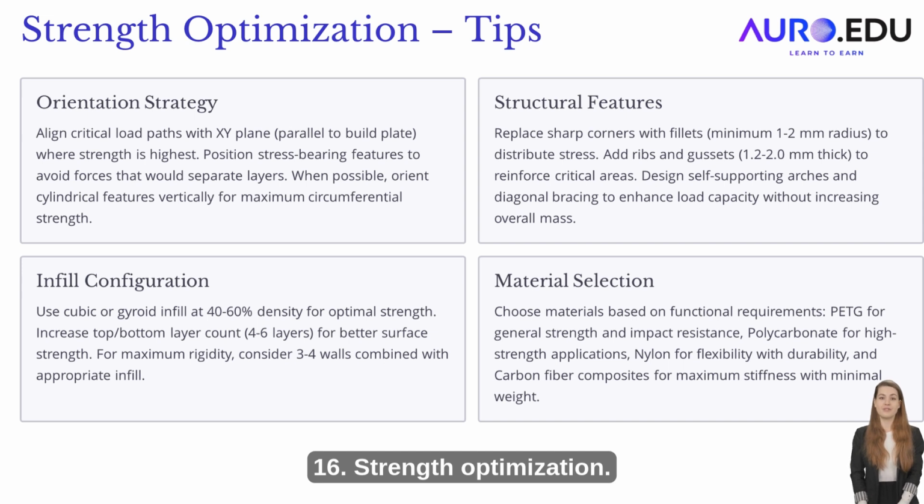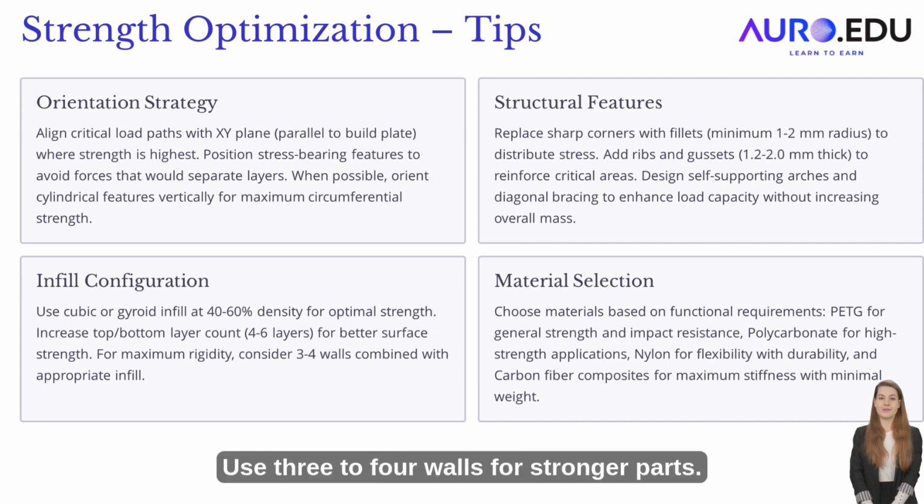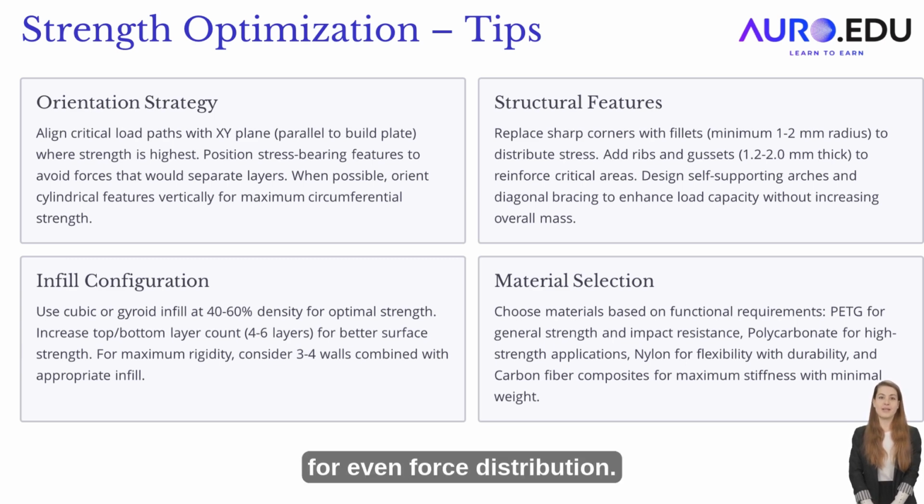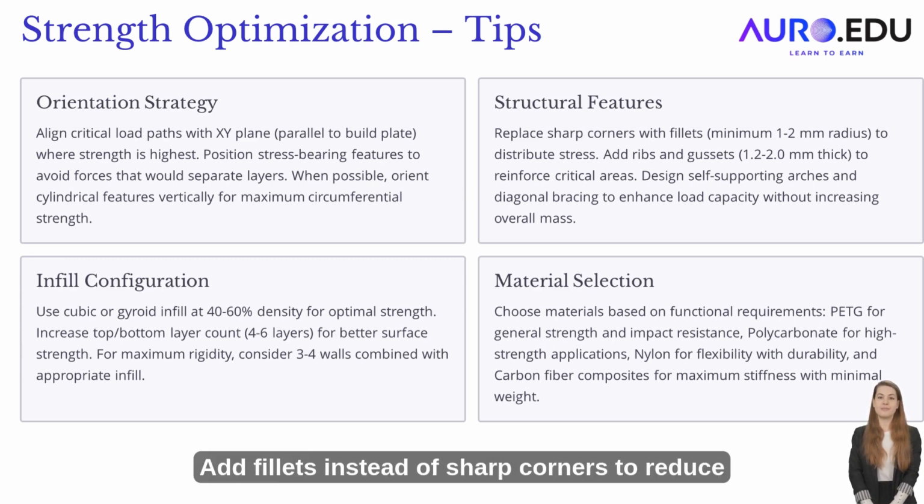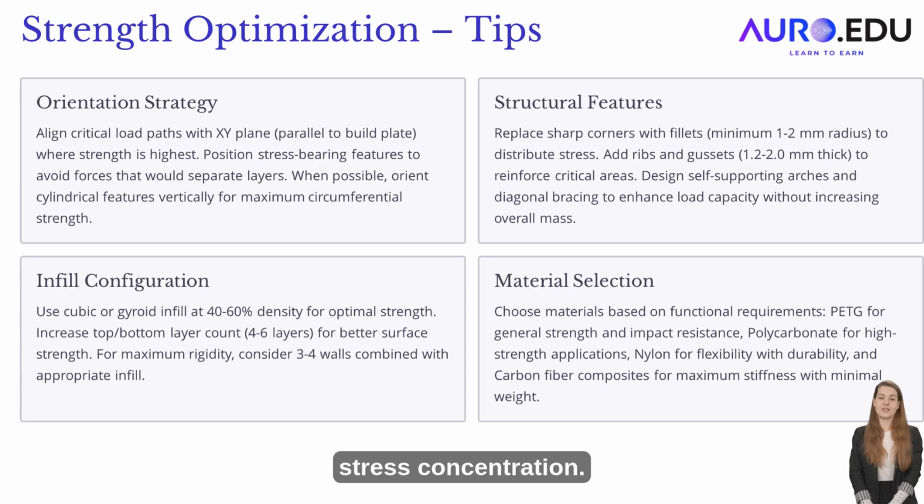16. Strength optimization. Tips. Align stress paths along layer lines. Use 3–4 walls for stronger parts. Choose infill patterns like cubic or grid for even force distribution. Add fillets instead of sharp corners to reduce stress concentration. For load-bearing parts, consider PETG or carbon-reinforced filaments.